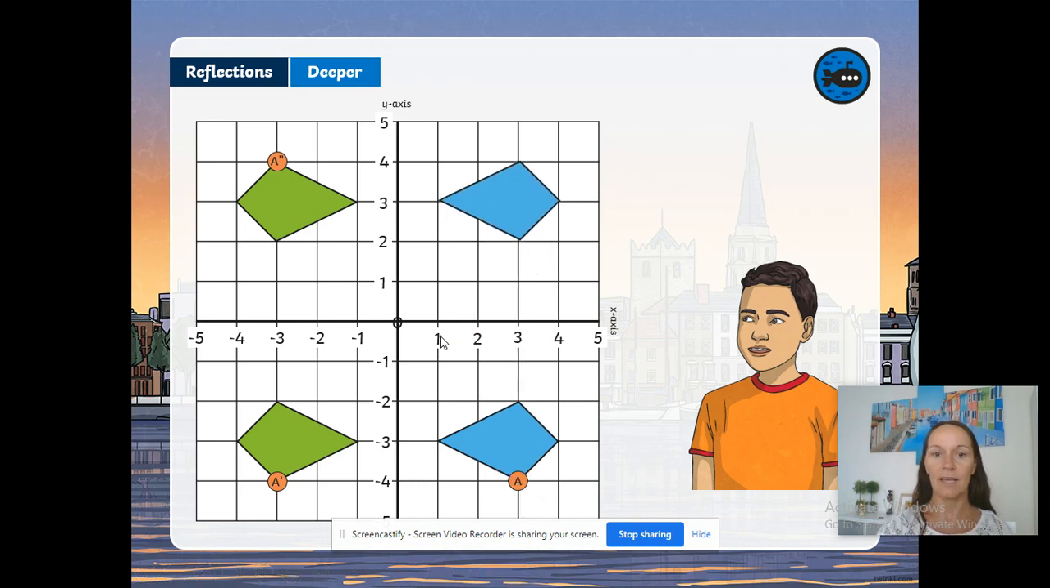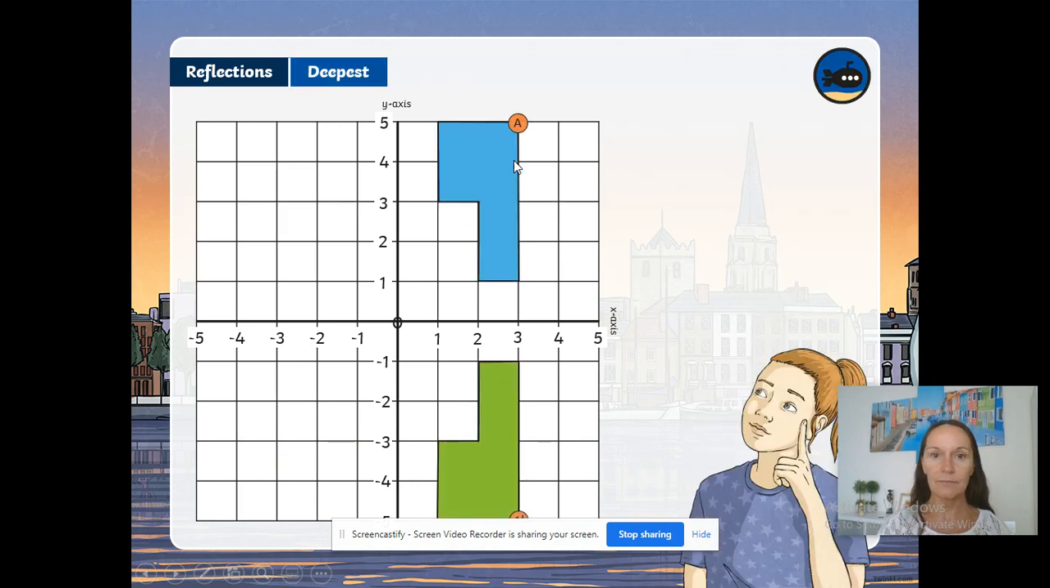There you go. That is what it would look like in the reflection on the x-axis. Sorry, the x-axis and the y-axis. So the coordinate or the vertex A would be 3, 4. Here we have shape A.